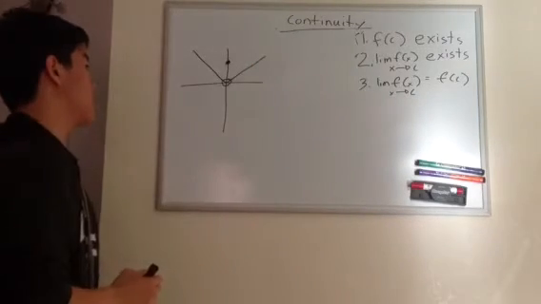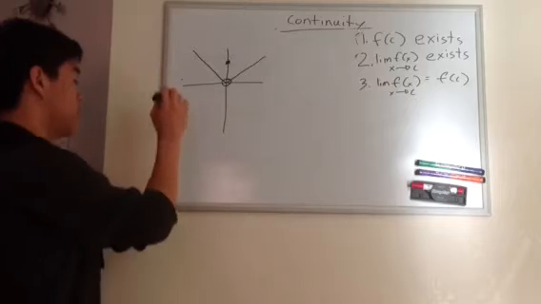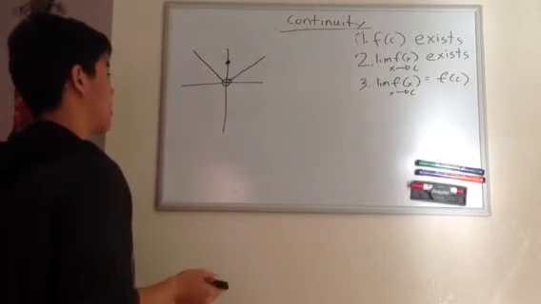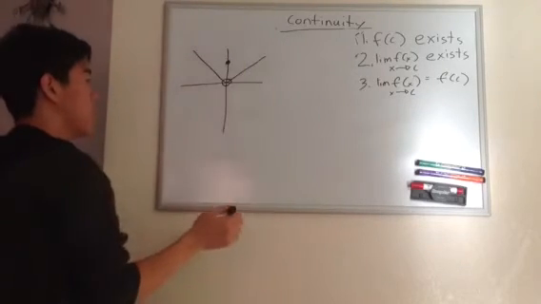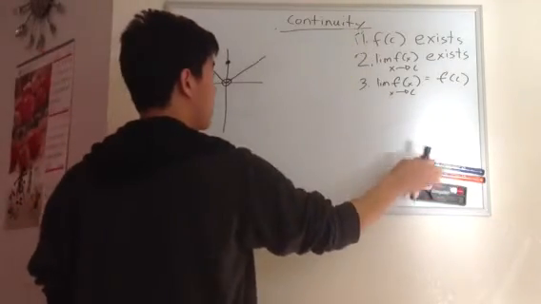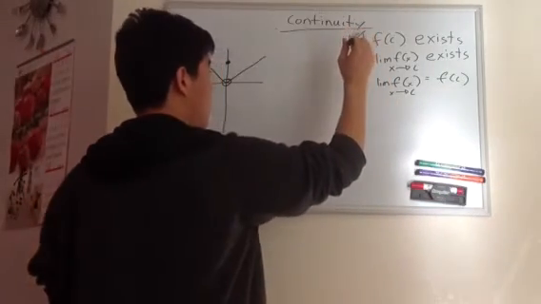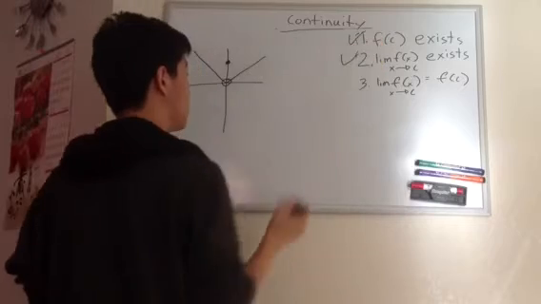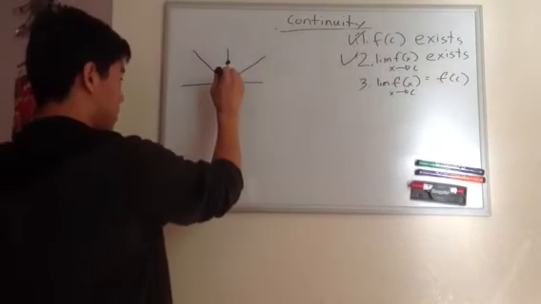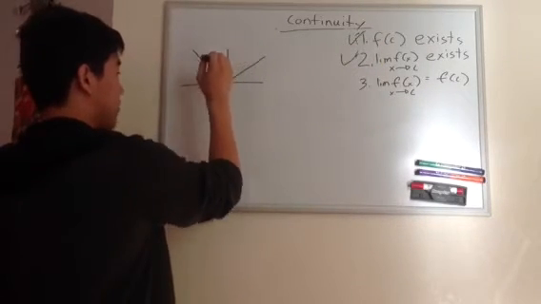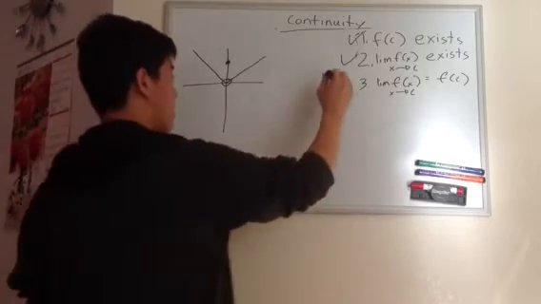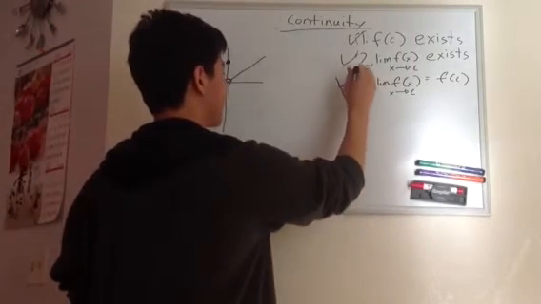Now, is this graph continuous? Don't be fooled. Though it looks like a typical absolute value graph, because of this point, f of c does exist, and the limit exists. However, because the limit here does not equal the actual value of f of c, it is technically not continuous.